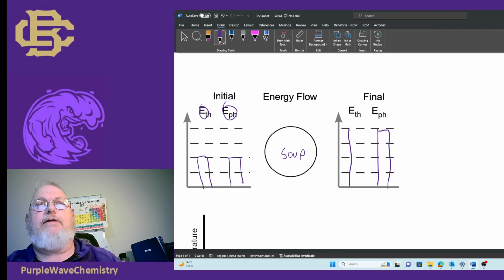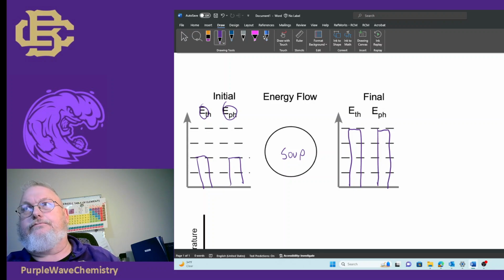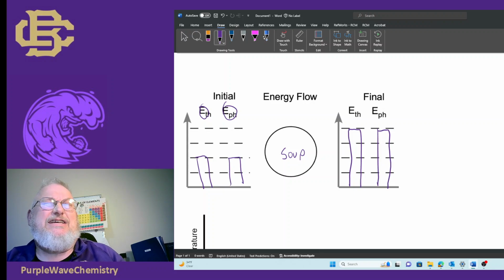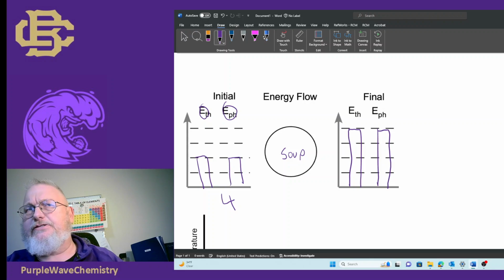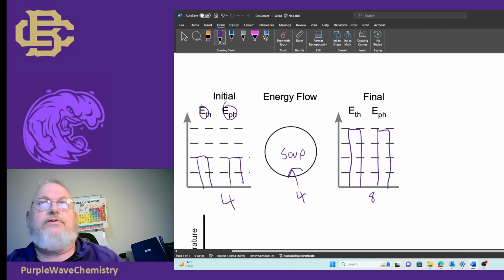So I'm going to put it at, I don't know, 4 bars. It's hot. I could use 3 bars. It doesn't matter on thermal. Okay? So let's see. I started with 4 bars. And some of that was boiled away. So now I have 8 bars. So that means I had to add 4 bars of energy into the system. It had to come from the surroundings. Okay? That's it.